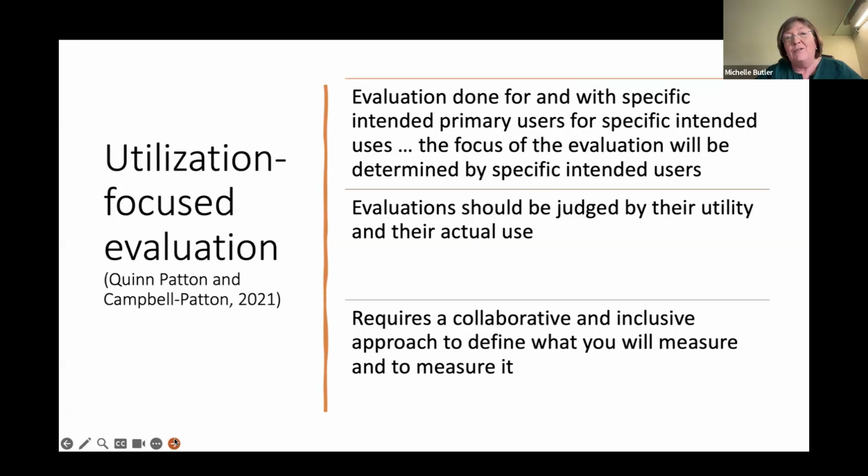So, just think of yourself, who are the primary users of this evaluation and how are we going to involve them? It's a really important consideration. And then, the things that we focus on will be concerns that they would have about the particular program. So as I said, it requires a collaborative and inclusive approach to define what you will measure and how you will measure it.